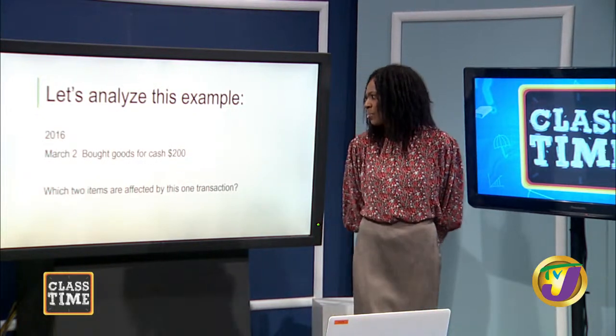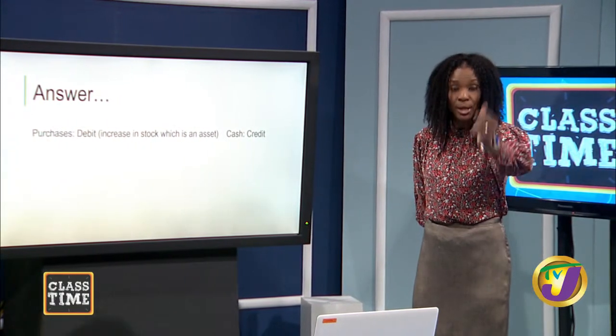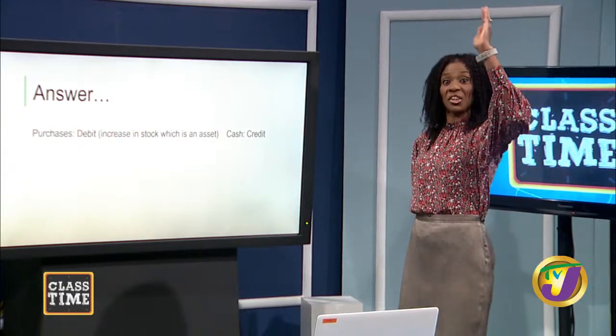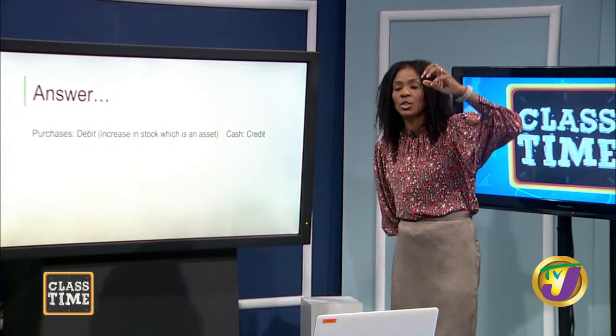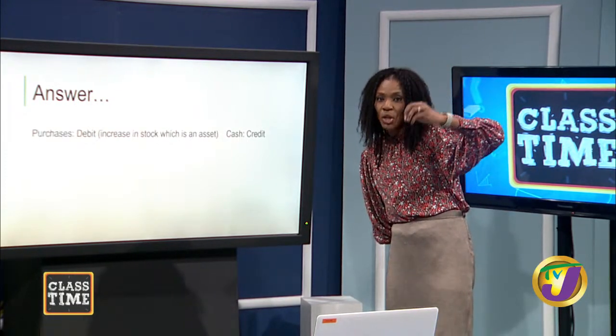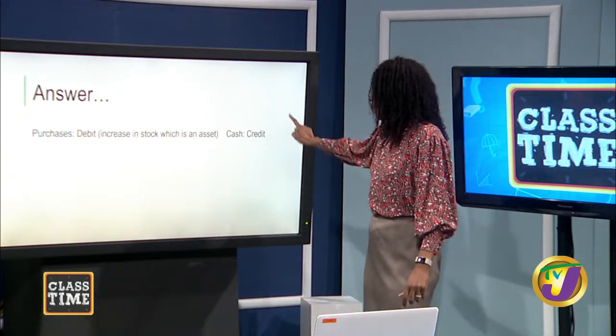Good. Now, the purchases account will be debited to show an increase in stock, while the cash account is going to be credited to show a decrease in cash, which is an asset, all right? And stock is increasing too. That's why we're going to debit the purchases account and stock is an asset.